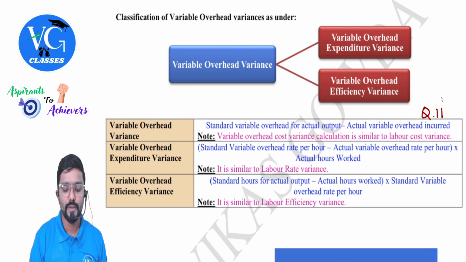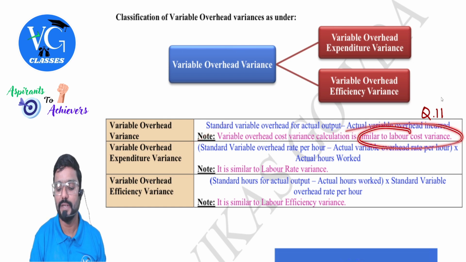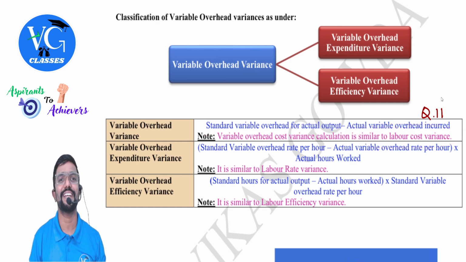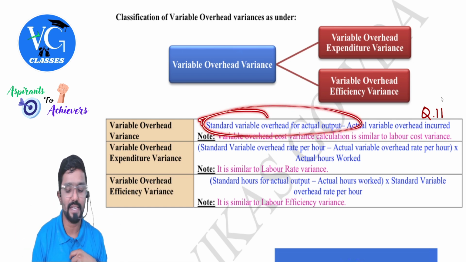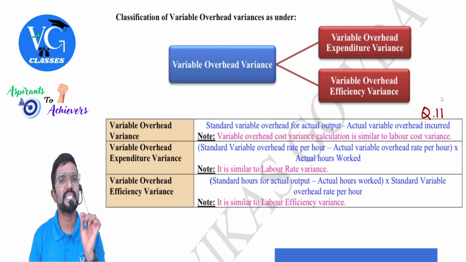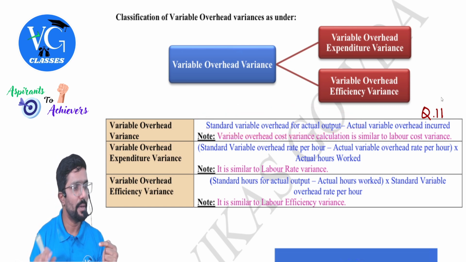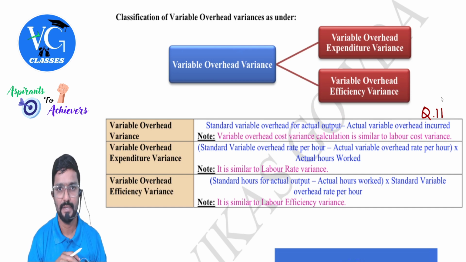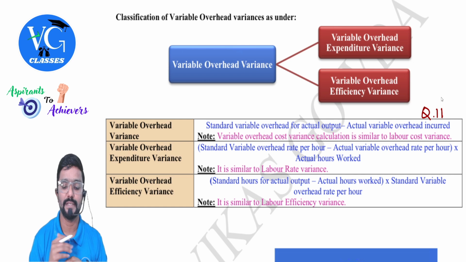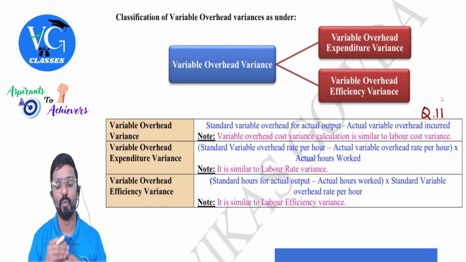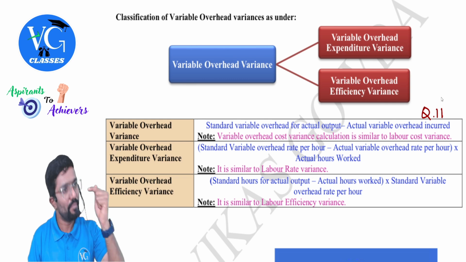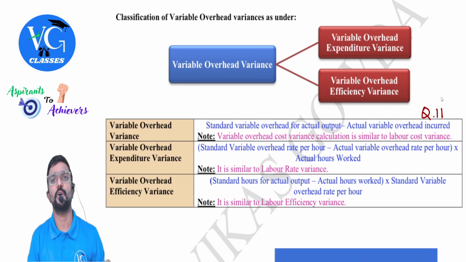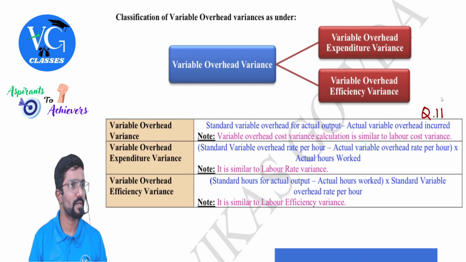Variable overhead cost variance calculation is very similar to labor cost variance. What was the formula? Standard labor cost minus actual labor cost. Now here also, how do I get standard variable overhead for actual output? Simple. Whatever is the standard variable overhead rate per hour, multiply that with standard hours, and you get the standard variable overhead for actual output. Or else, standard variable overhead rate per unit, multiply it with actual output. You get this. Got it?